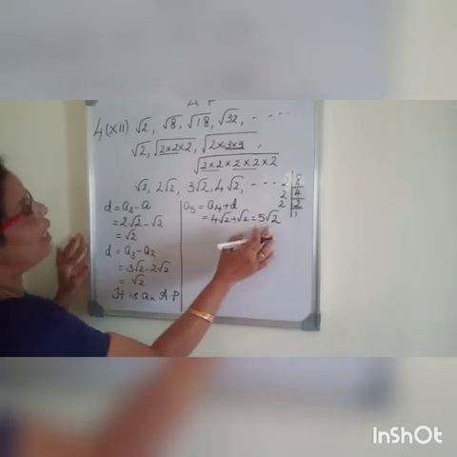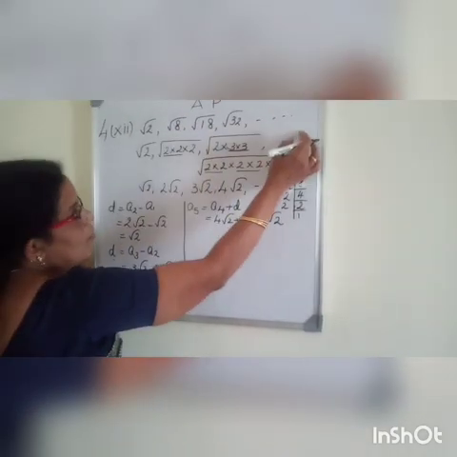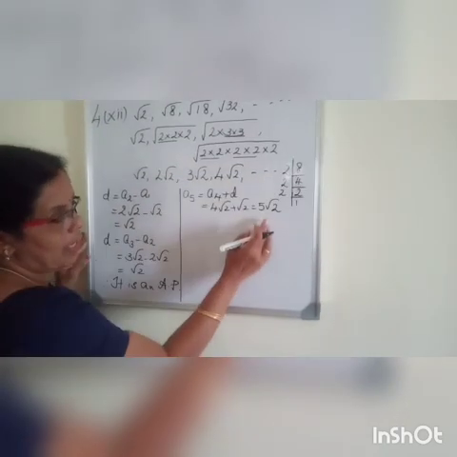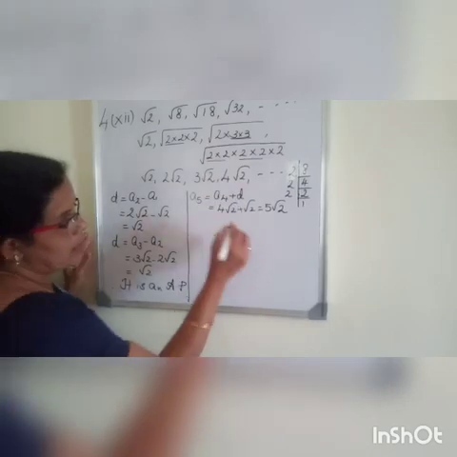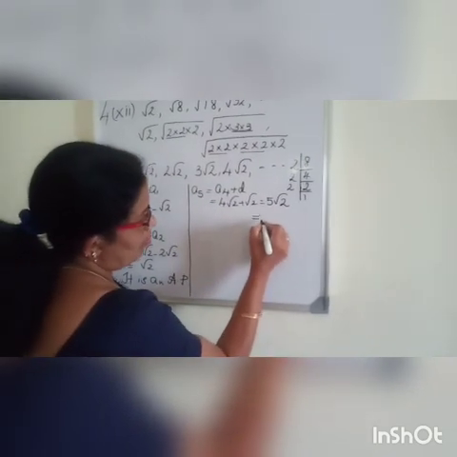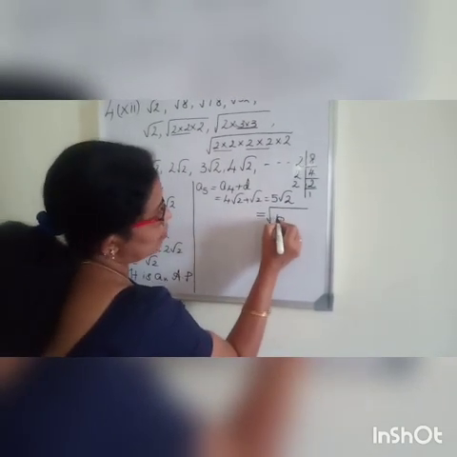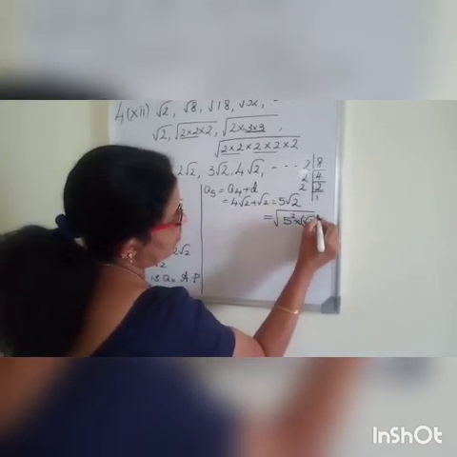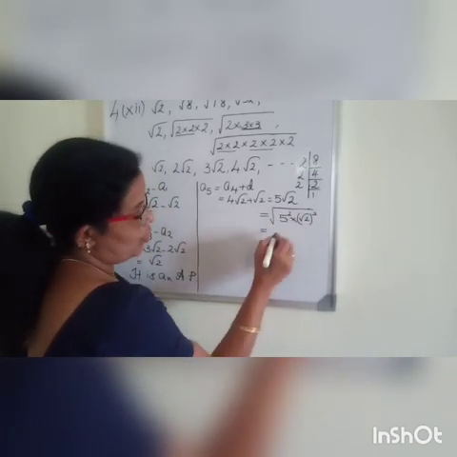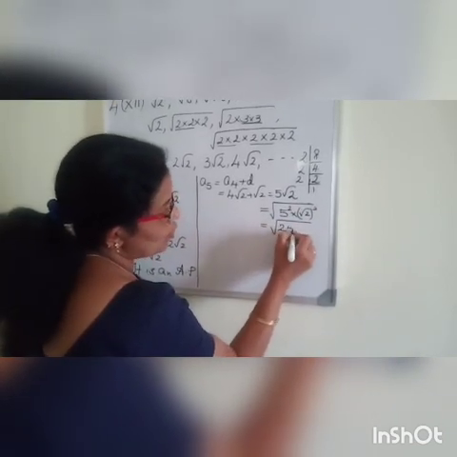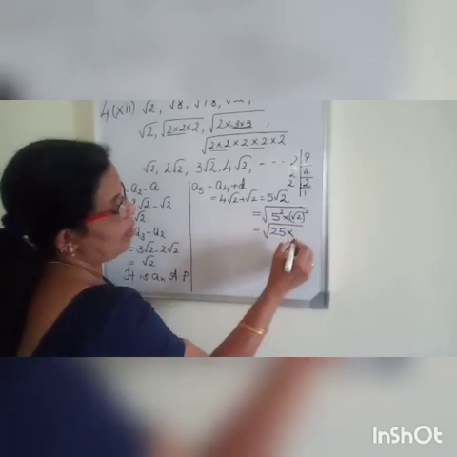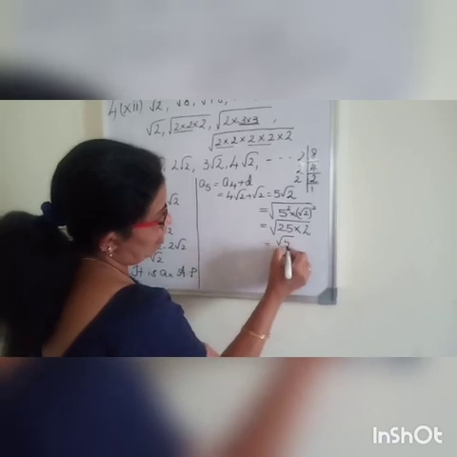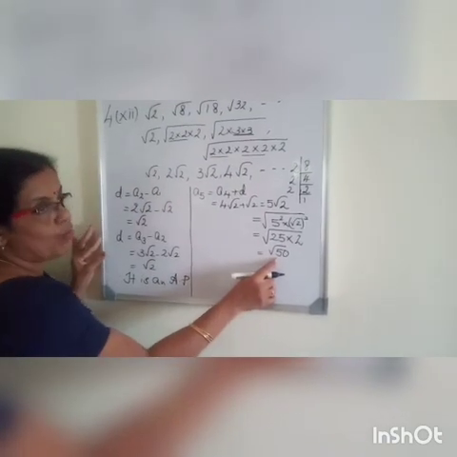How will we change 5 root 2 into terms like this? We have to write it that way, because here it is root 2, root 8, root 18, root 32, etc. We have to find out the next number. To do this, we put a root and take the square, that is 5 square into root 2 square. 5 square is 25, root 2 square is 2, root 2 into root 2 is 2. So root 50. So the fifth term is root 50.